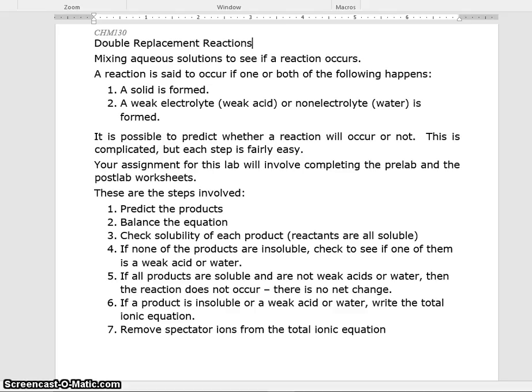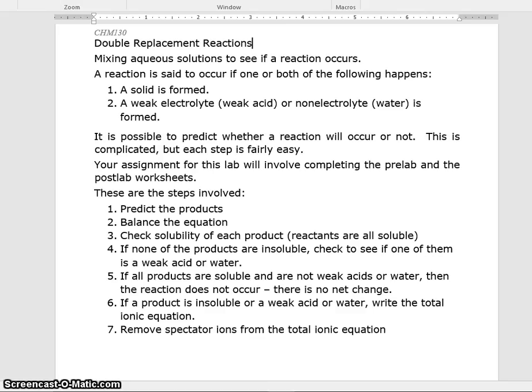One is if a solid is formed. The other is if a weak electrolyte or a non-electrolyte is formed. We'll talk more about that in a minute. But basically, a weak electrolyte is a weak acid. A non-electrolyte, in our case, is just going to be water.